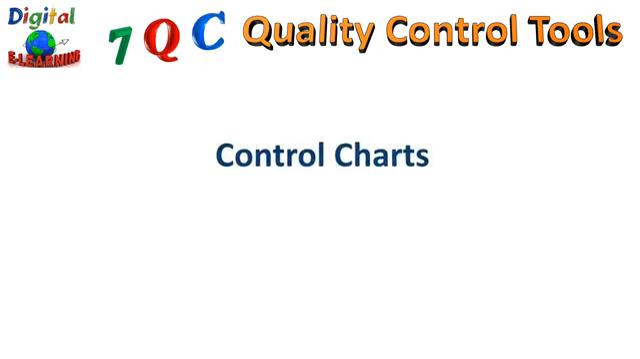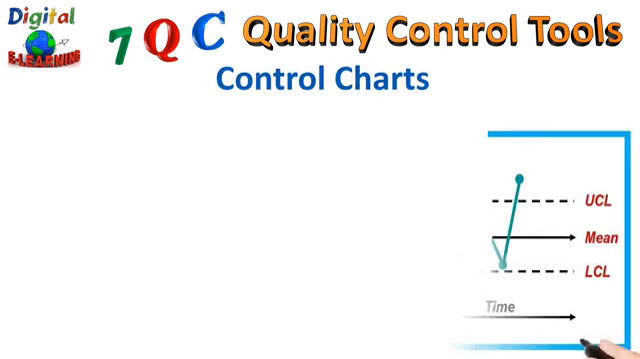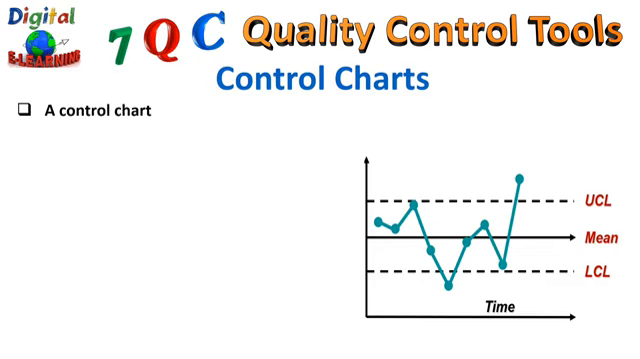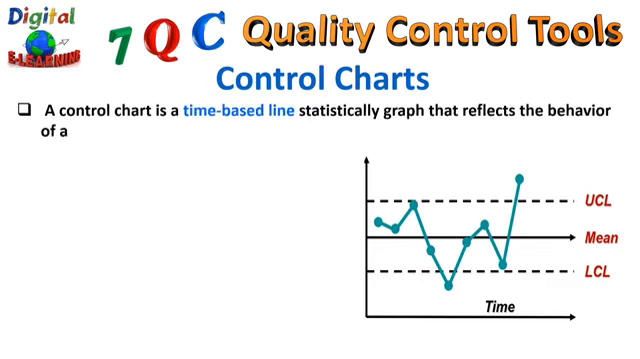Control charts. It is the best tool for monitoring the performance of a process. A control chart is a time-based statistical graph that reflects the behavior of a process over time, including the normal variation and if there is any special cause of variation. And all this happens in real time and reflects the stability of a process. It is basically used to determine if the process is within statistical control or going out of control.